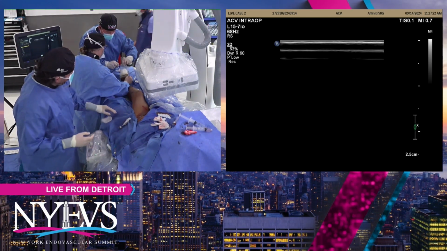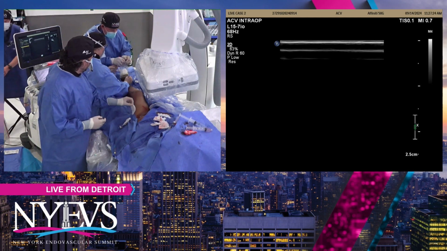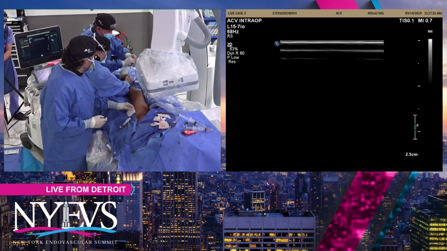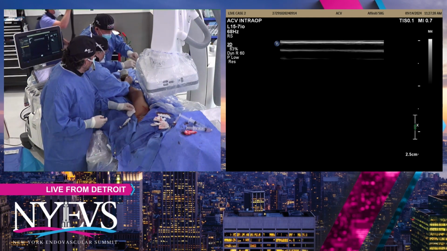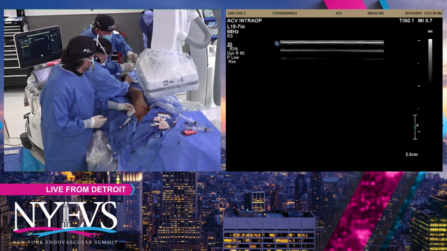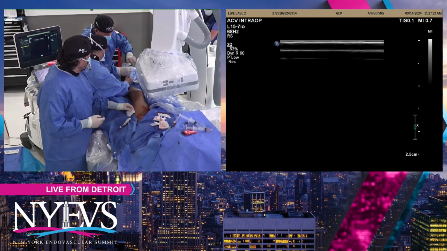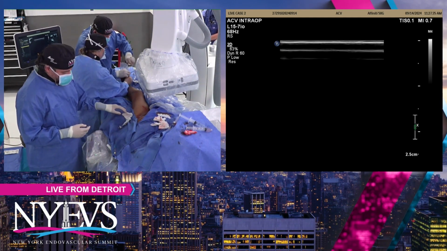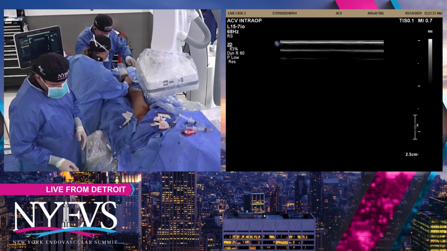I think what it also shows is that there's multiple ways to do this type of procedure. In the previous case, it was done fluoroscopically with X-ray guidance. Here it's being done with ultrasound. So there's definitely multiple ways to do this kind of thing.